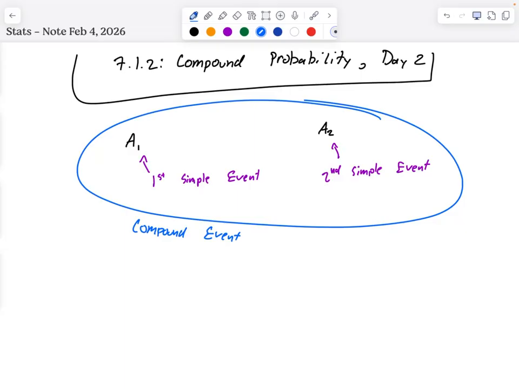Now, remember, that subscript is there to help you understand which one. It's telling you the outcome for the first simple event versus the next.